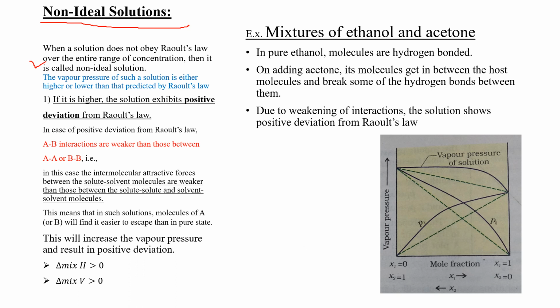Now in case of positive deviation from Raoult's law, what happens? The interaction between A-A particles and between B-B particles, meaning the interaction of individual particles, is more as compared to the interaction between the particles present in the solution, the A-B type interaction. It means for positive deviation, the individual particles have more intermolecular interaction as compared to the interaction of solution particles.